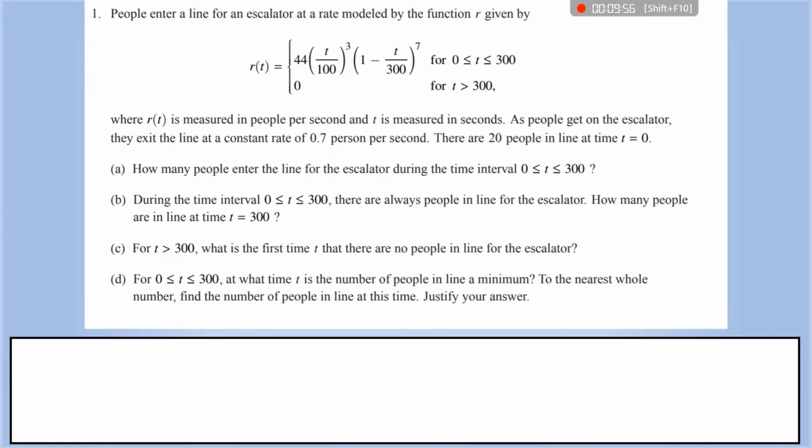Okay, so I've got people entering in line for an escalator at this rate. As they get on, they exit at a constant rate of 0.7 people per second. There are 20 people in line at time 0. I want to know how many people entered the line for the escalator between 0 and 300 seconds.